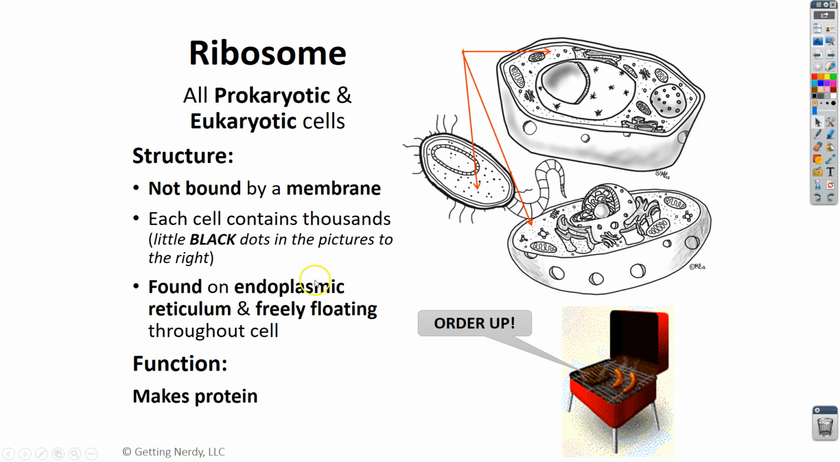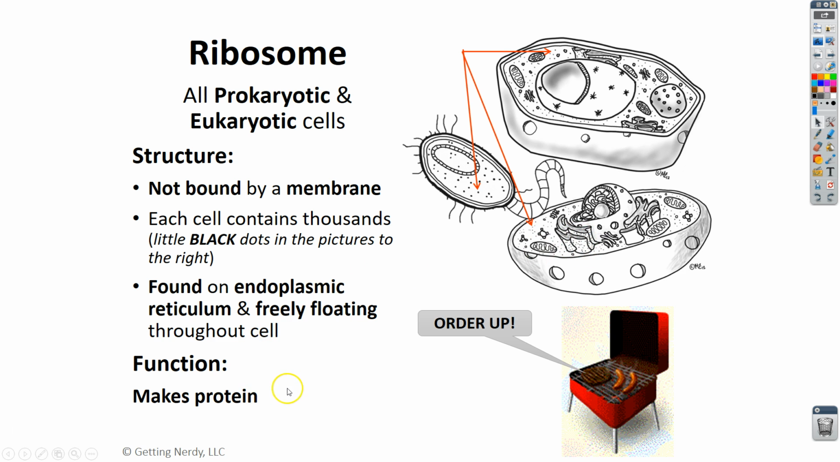Each cell contains thousands of these little black dots. They're found on the endoplasmic reticulum sometimes. This is endoplasmic reticulum that we call rough endoplasmic reticulum. We'll see also that we have smooth ER, but when you have ribosomes on them, we call it rough endoplasmic reticulum, and they also freely float throughout the cell. Here there's no ER at all, and they just float through. This one has both free ribosomes and rough ER, with ribosomes attached to the ER.